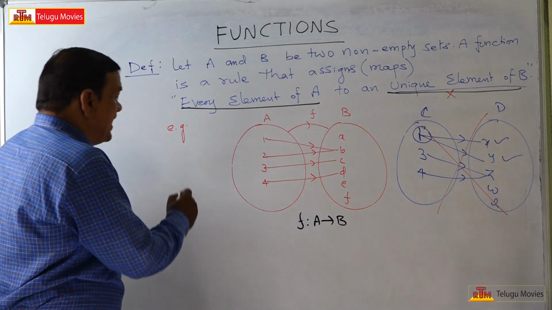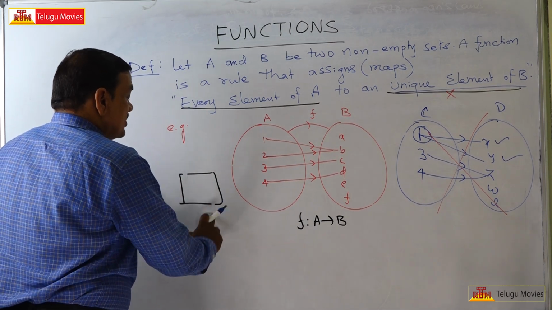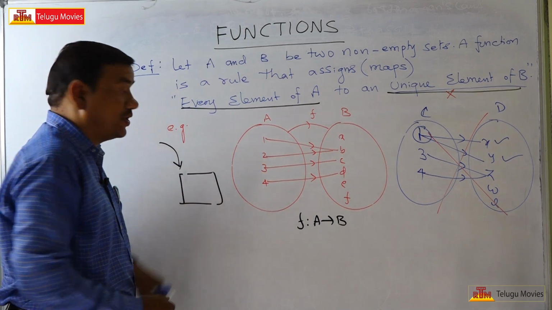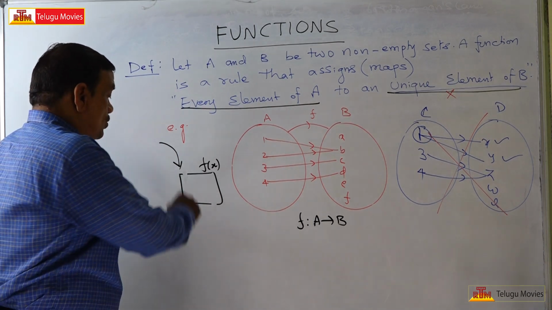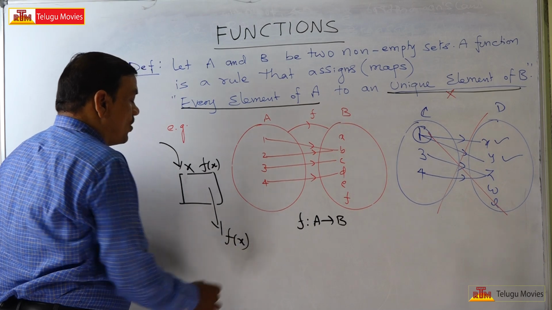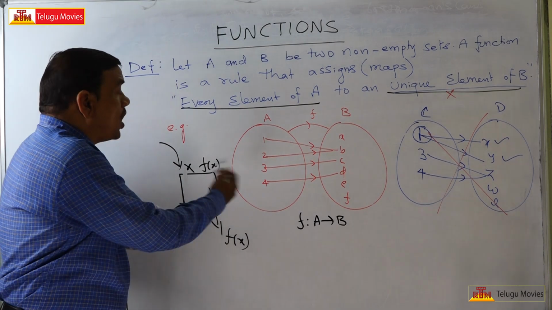So from this definition, a function is just like a machine. Whatever input you give, it is the function f of x. I will tell you the notation of a function. What input are you giving, and what output are you getting? The output you get is f of x. So it is an input-output machine.